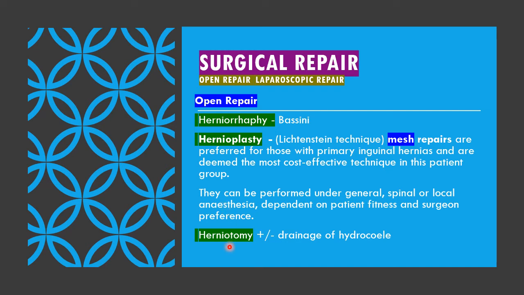In children, where the hernia is congenital due to a patent processus vaginalis, the operation done is known as a herniotomy. Herniotomy is the excision of the hernial sac, and by excising and ligating it, you are obliterating the potential space provided by the processus vaginalis, and thereby eliminating the space for further recurrence of the hernia. Very often, it is associated with drainage of a hydrocele, because most of these congenital hernias occur in very small children and are associated with hydrocele as well.